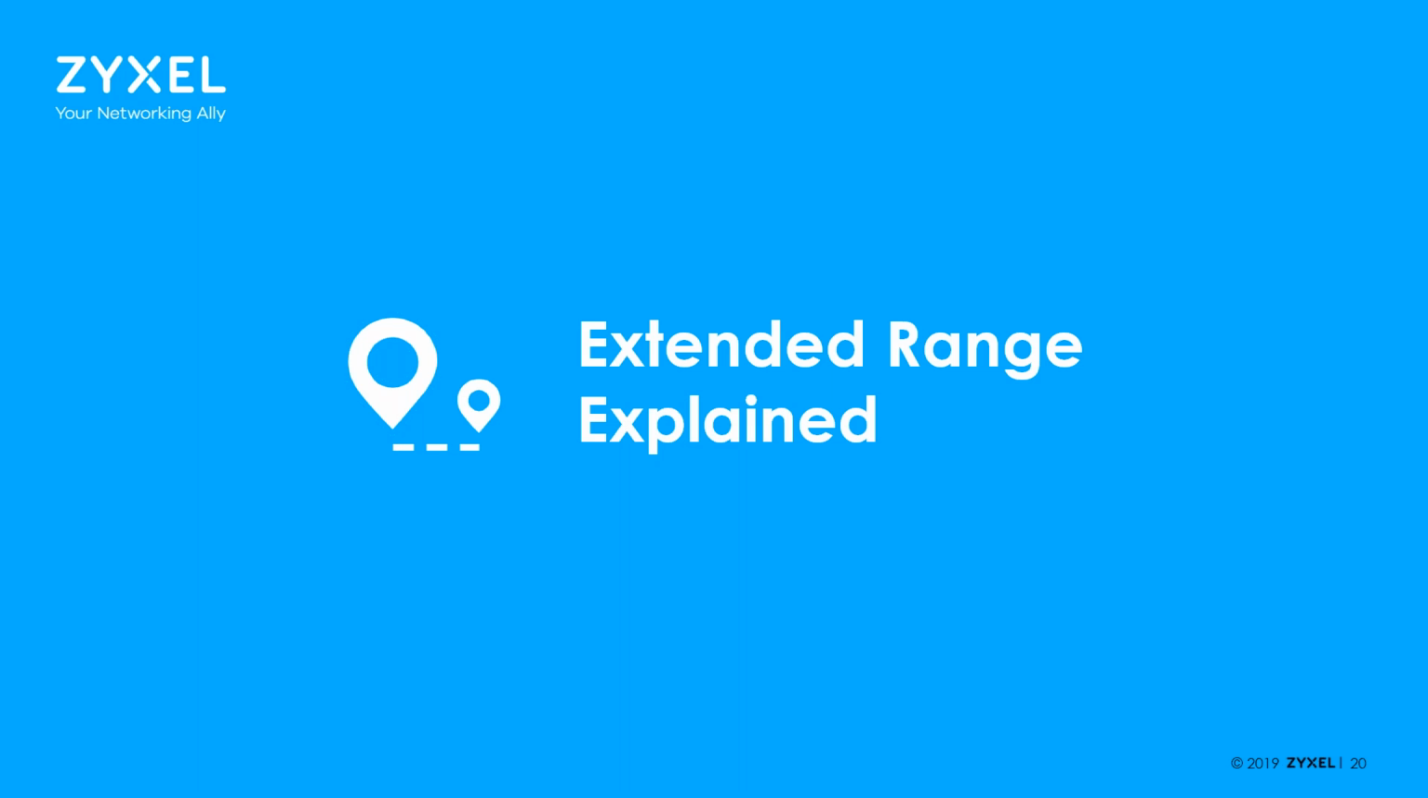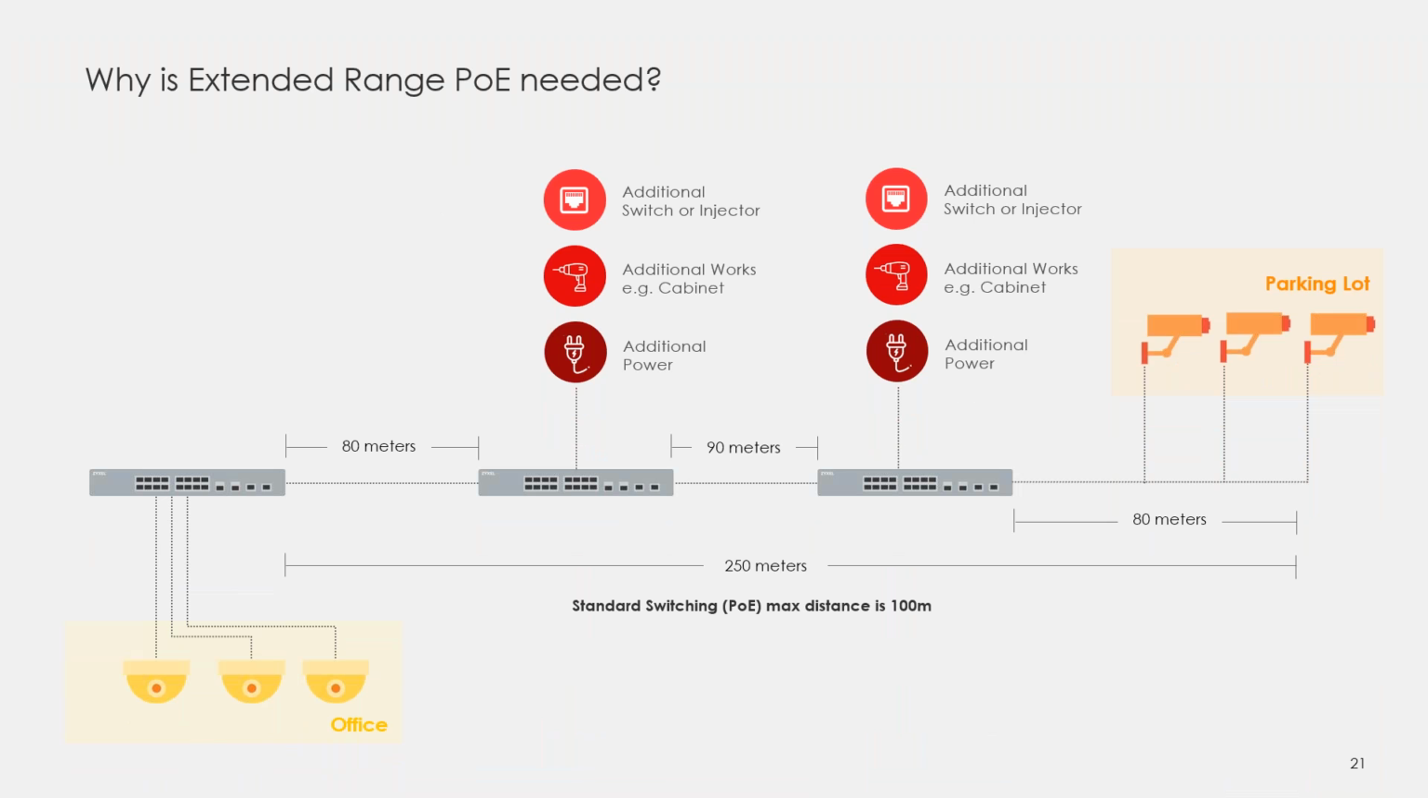Okay, then we go into the features that we have. First, starting off with the extended range, which was available in both the managed and the unmanaged series. So why do we need an extended range PoE? Well, because we need longer cables in some cases. So if we would do this with a standard Ethernet switch, we have a maximum cable length of 100 meters when dealing with Ethernet.